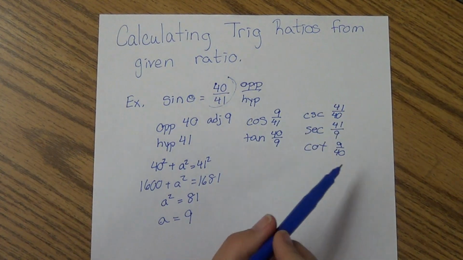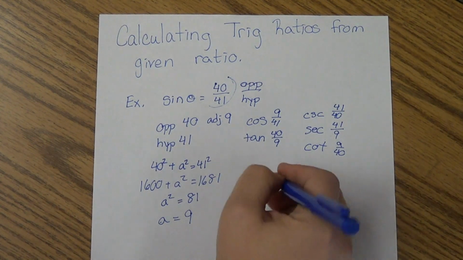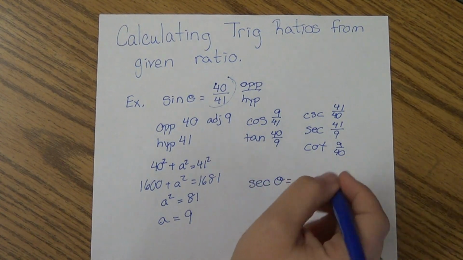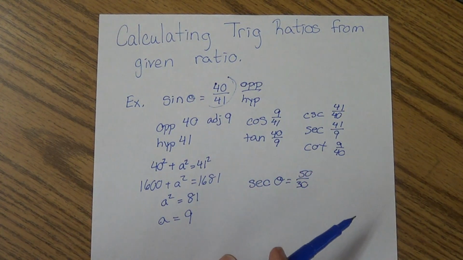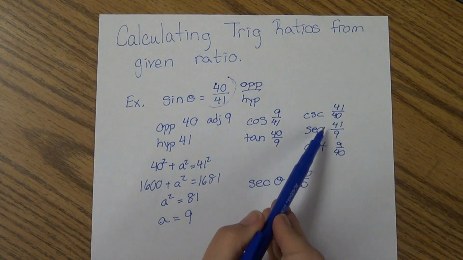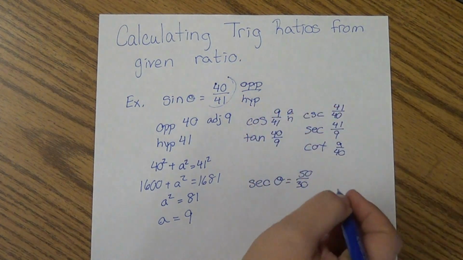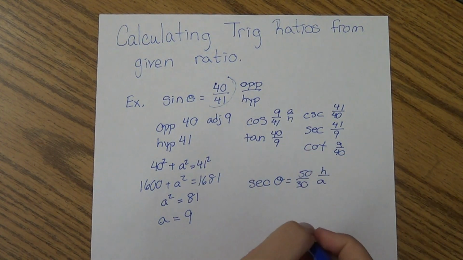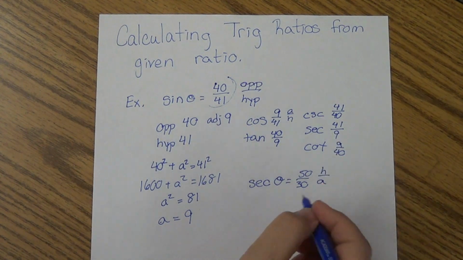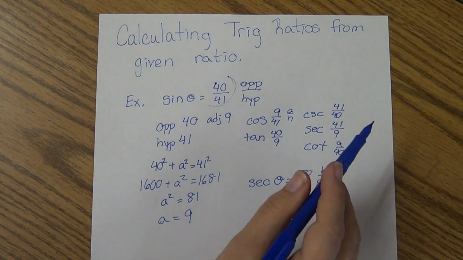Now, you're going to have to think a little bit. They could get a little tricky on you if they give you secant. Let's say they tell you that the secant of theta equals 50 over 30. Well, what does that mean? Well, we know that secant is the reciprocal of cosine. So if cosine is adjacent over hypotenuse, then secant is hypotenuse over adjacent. Okay, so if they give you those, or we could have just flipped that, made that cosine, and then we could go from there. All right, so I'm going to give you one to try.